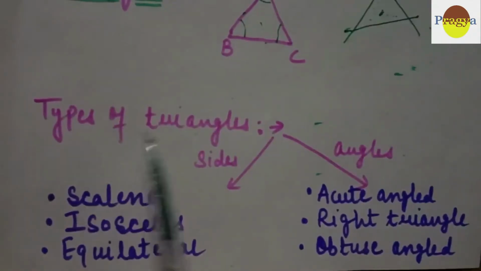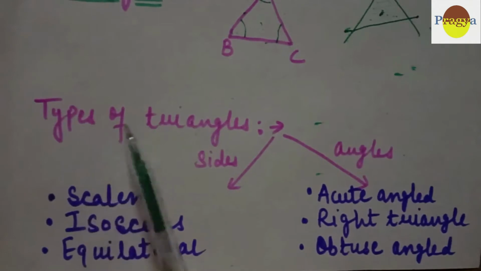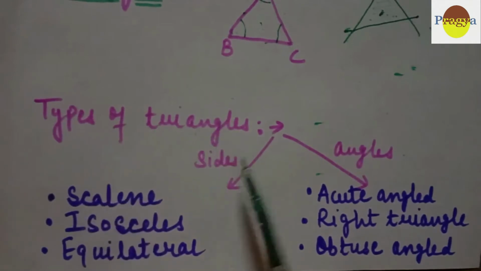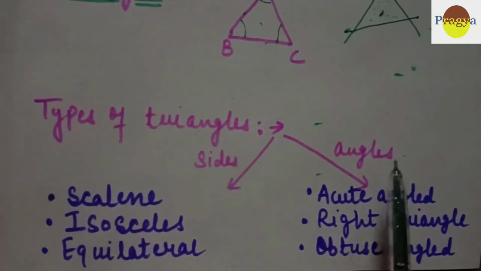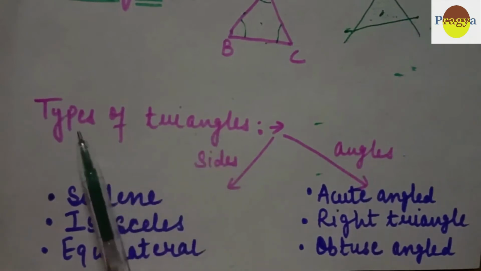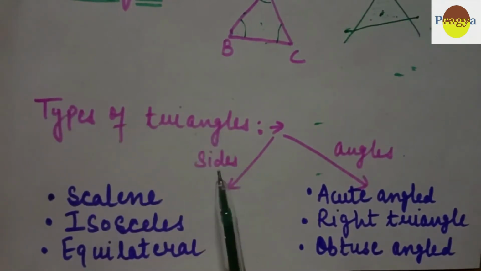Next is types of triangle. Types of triangle are based on 2 points, sides and angles. So first of all, we will start our lecture with the types of triangle on the basis of sides. On the basis of sides, we have 3 different types of triangle. I know you know all these 3 triangles already. So now we have to only recall all these types of triangles.